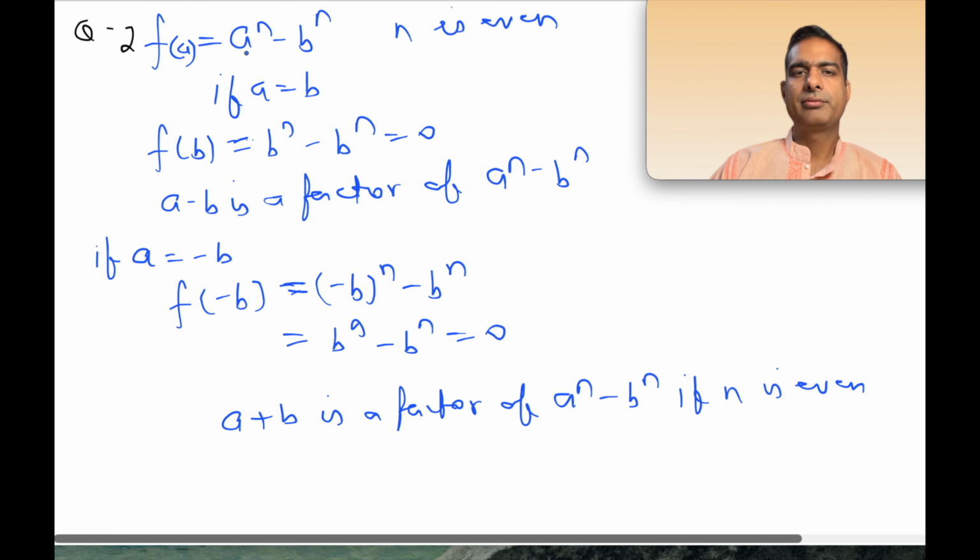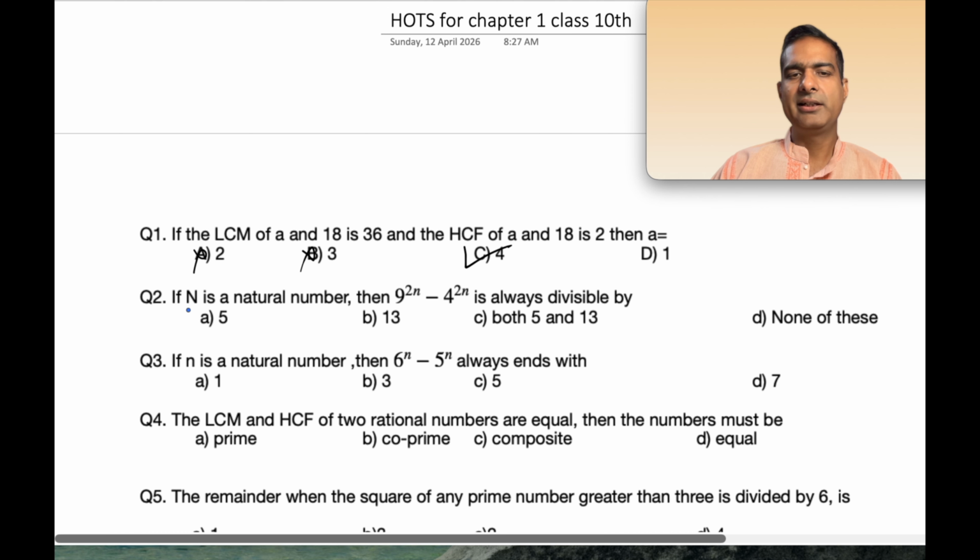So we saw that if the power of a to the power n minus b to the power n, meaning n, is even, then a minus b and a plus b are always factors of a to the power n minus b to the power n. So in this way, from that example, we can see that if n is a natural number, then 9 to the power 2n minus 4 to the power 2n, meaning the powers of 9 and 4 are both equal and even, will always be divisible by 9 minus 4 and 9 plus 4. So that is 5 and 13. So answer C will be there.